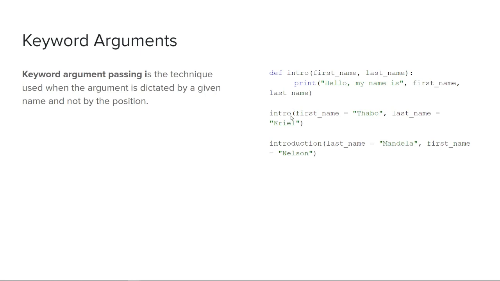And as you can see in this other function, introduction, I should have called it intro, but let's continue. I now have last name coming first and first name coming last, or second. So in this scenario, it doesn't matter about the position. It will just go by the name of the argument in the function. So you already specified a value.